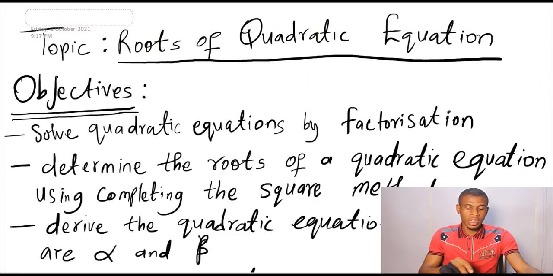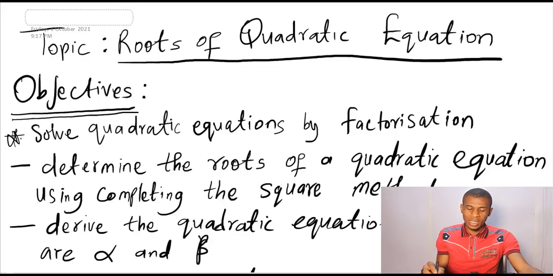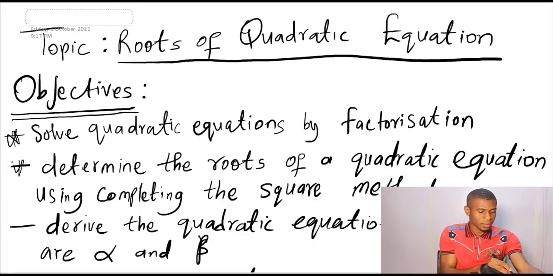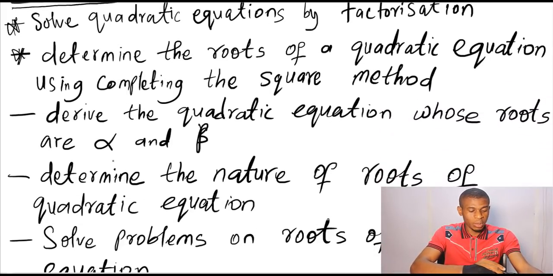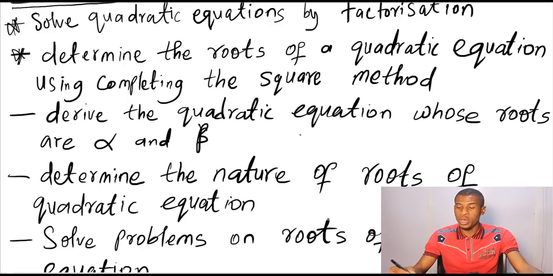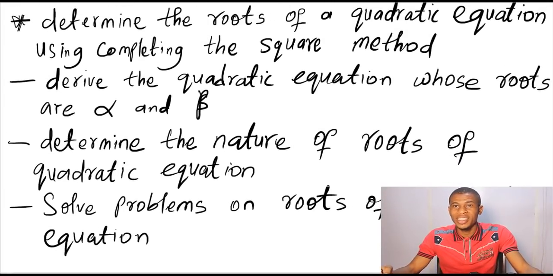Today's class is a continuation of our previous class on the topic roots of quadratic equation. In our previous class, we achieved the following objectives: to solve quadratic equation by factorization, to determine the roots of a quadratic equation using the completing the square method. And today, we are going to achieve the following objectives, which is to derive the quadratic equation whose roots are alpha and beta, and the rest of the objectives. So I urge you to follow up with me as we proceed in this class.